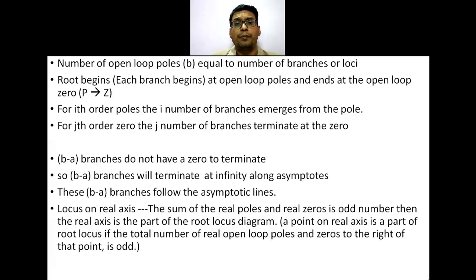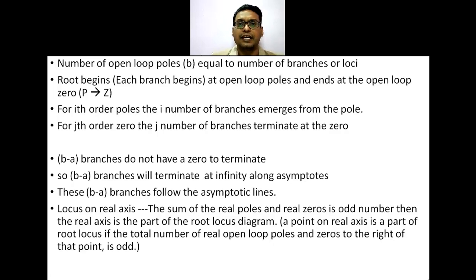So the root begins at open loop poles and ends at open loop zeros. That is the first primary condition. All the roots will begin at open loop poles. That is why P to Z. The root begins at open loop poles and ends at open loop zeros. So there are I poles. The I number of branches will emerge from these I poles, and there are J zeros. So J number of branches will terminate at zeros.